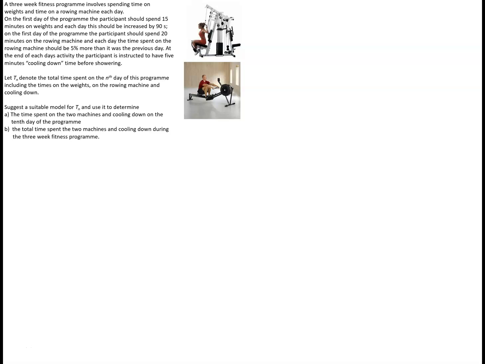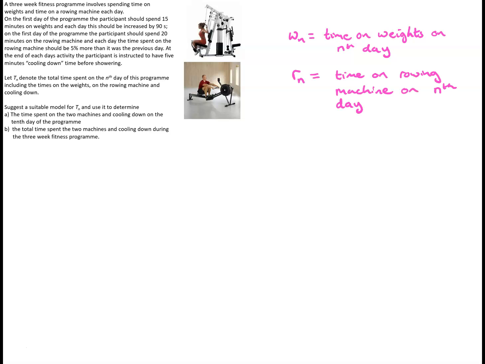Let's start by introducing a little bit of notation. Let the sequence W1, W2, W3, etc. represent the time spent on the weights machine on the nth day. So Wn is the time on the weights machine on the nth day, and we'll let Rn be the time spent on the rowing machine on the nth day.